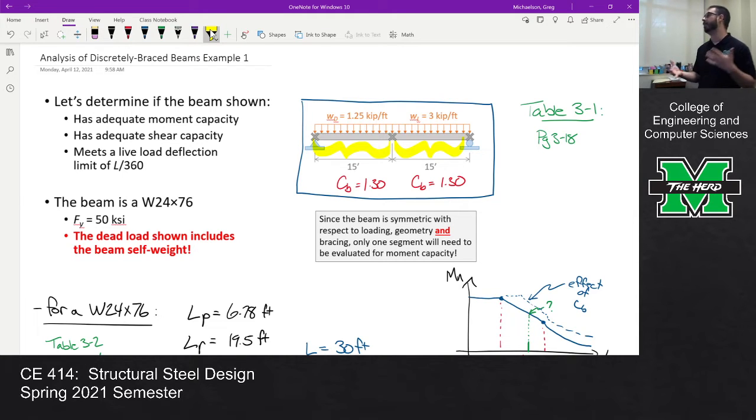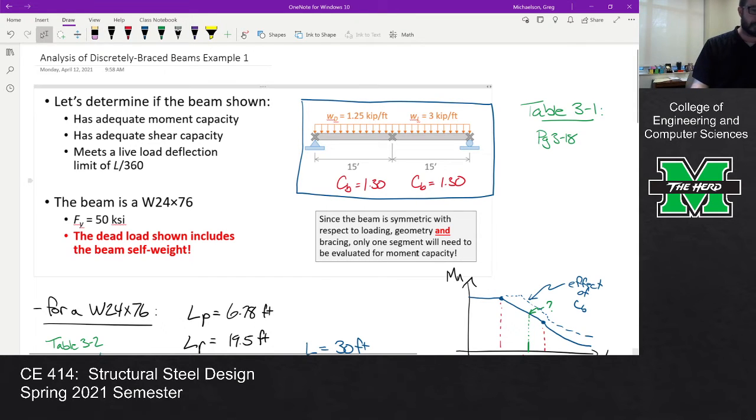Now, we're only evaluating one of them because from an analysis perspective, they're both the same. They both have the same CB value. They both have the same LB value. They both have the same maximum moment. So really, if one segment is fine, both segments are going to be fine. There's no reason to do both. If we had a beam with all sorts of different bracing, we'd have to do this calculation that we did yesterday for all of the segments, because they're all going to have different parameters. That's just a minor point I wanted to bring up.